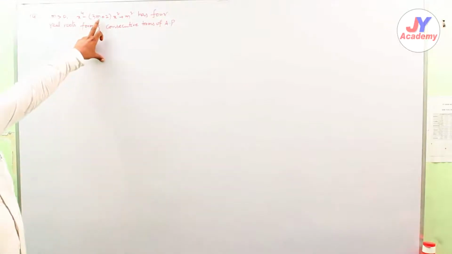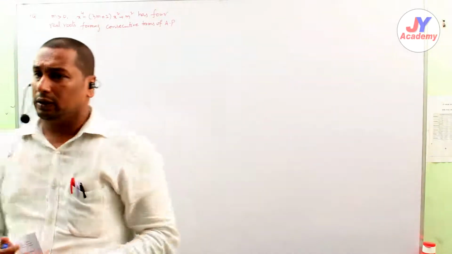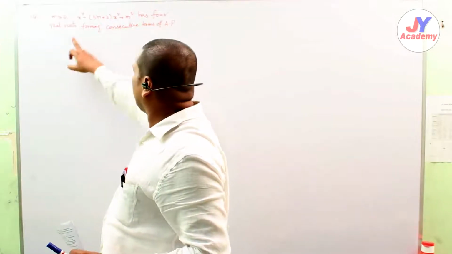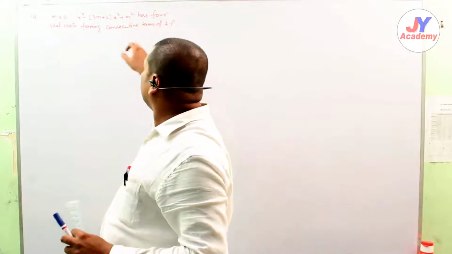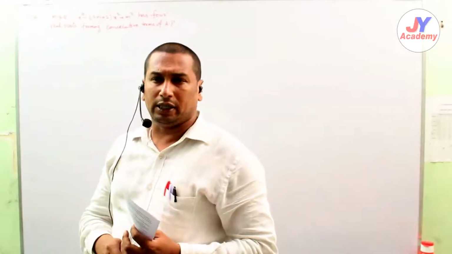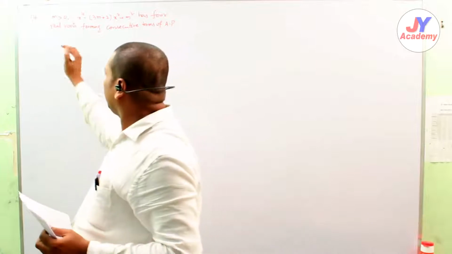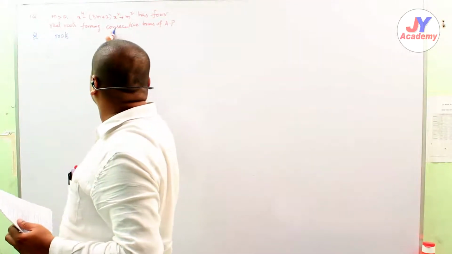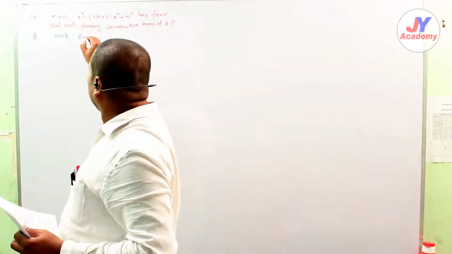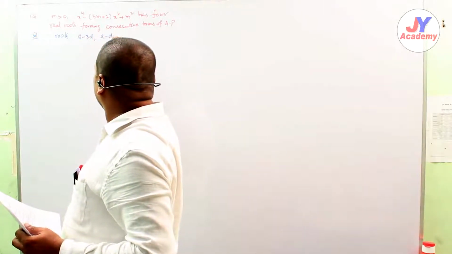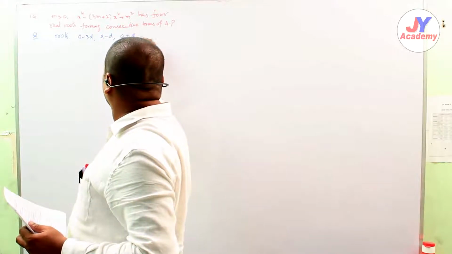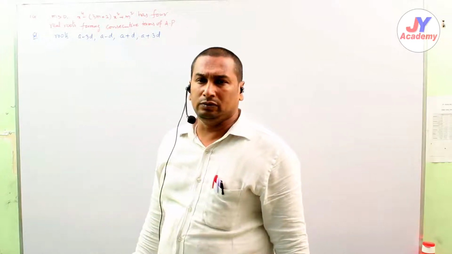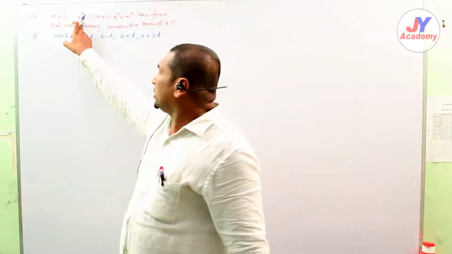x power 4 minus 3m plus 2 x square plus m square has 4 real roots forming consecutive terms of AP. So the roots, because they are consecutive terms of AP, are a minus 3d, a minus d, a plus d, a plus 3d. So it is a 4th degree equation.